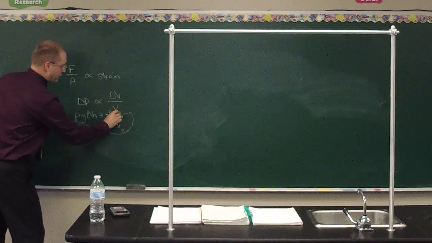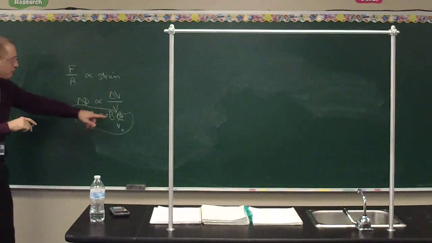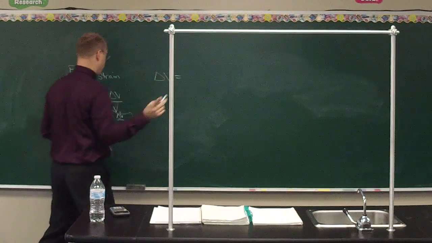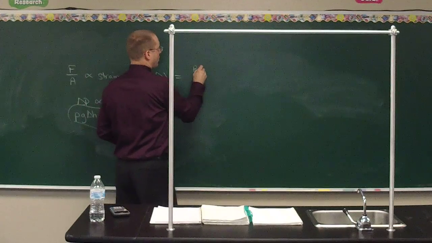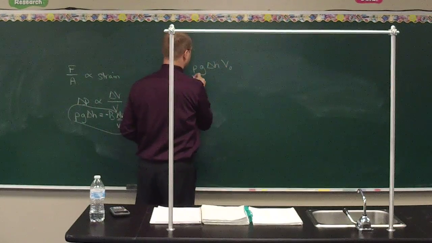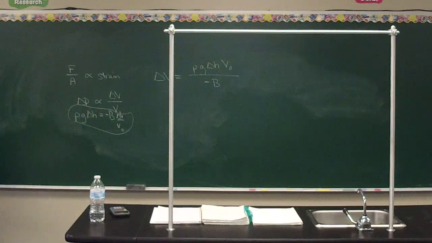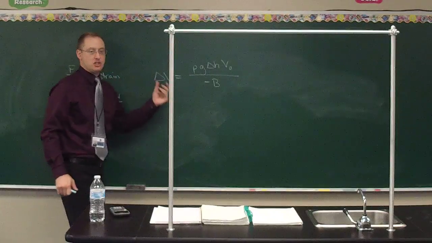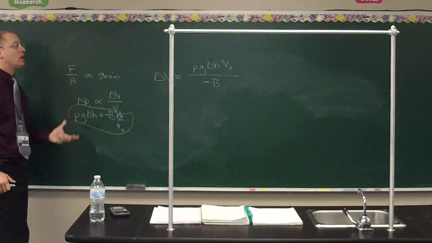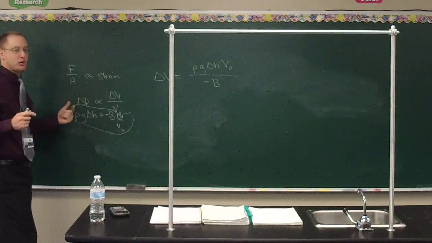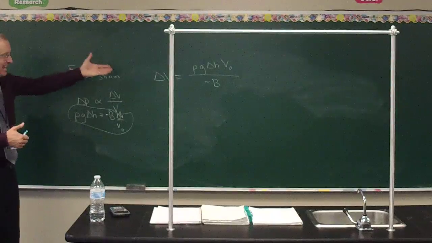Taking this equation that's rather poorly written and crunched for space and solving it for the delta V, just as we solve for delta L or delta X, here's what you do need to write down: delta V is equal to rho G delta H times original volume all over the negative bulk modulus. That will give you the change in volume. Because of the negative bulk modulus, change in volume will always come out negative, meaning that this compression on the object as it is submerged will result in a shrinking, a decrease in volume, a negative change in volume.